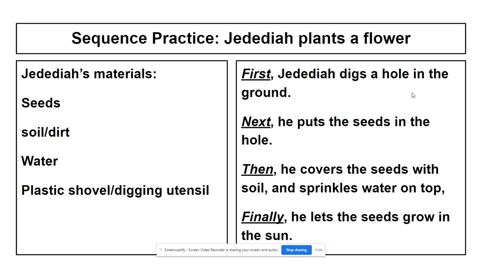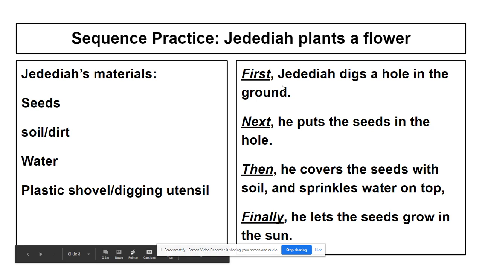Okay? Take a look at the events of the story as how Jedediah did them. First, Jedediah digs a hole in the ground. Next, he puts the seeds in the hole. Then, he covers the seeds with soil and sprinkles water on top. And finally, he lets the seeds grow in the sun. Notice how these transitional words help you as the reader understand when Jedediah took these activities.